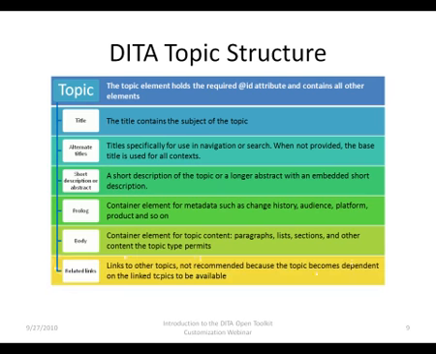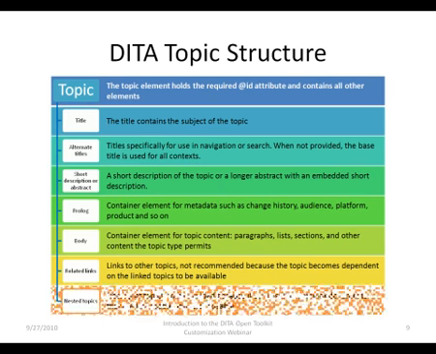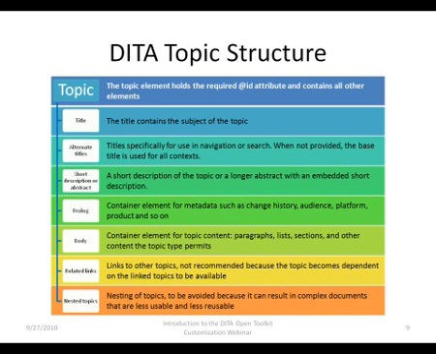Related links are used for links to other topics. Note that the use of related links within the topic is not recommended, because the topic becomes dependent on the linked topic to be available. A topic can also nest other topics, but this should also be avoided, because it can result in complex documents that are less usable and less reusable.